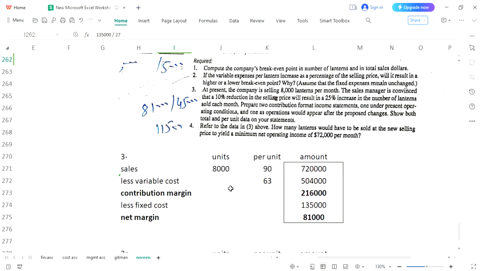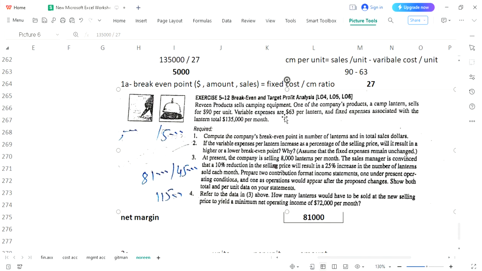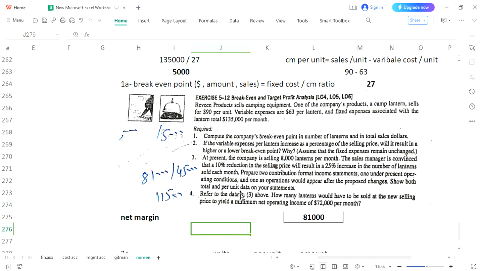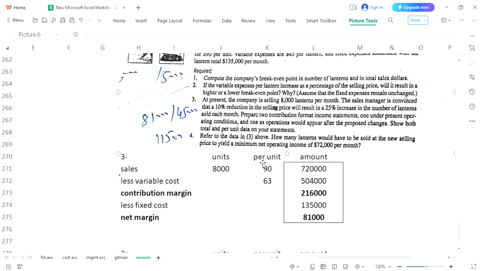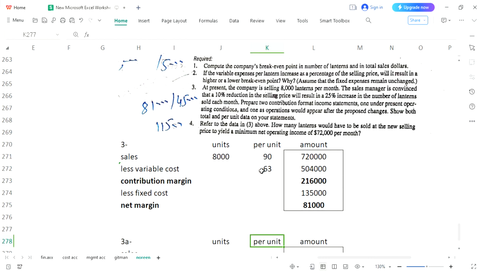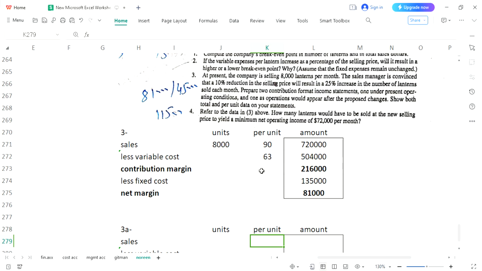For that we will have to read why he is asking us to make two statements. Please understand this line. The sales manager is convinced that a 10% reduction in selling price. This is our first step. So why not take the first step first? He wants us to reduce sale price by 10%. This is your original sale price 90. If you decrease 10%, what you will do, you will calculate 10% and subtract it from 90. Actual price was 90 and you will subtract 10% of 90.